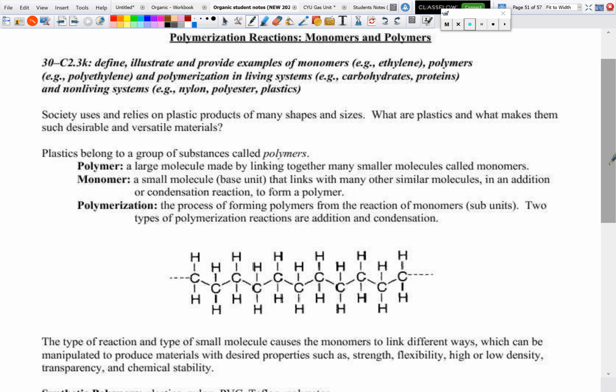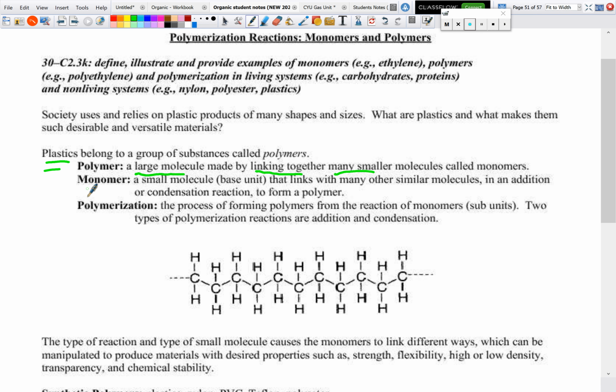All right, welcome back. So our next set of reactions is our last one for the organic unit, something on polymerization. So of course, polymerization is going to be the main thing that plastics are formed from. Now, they are made of stuff called polymers. So a polymer is just a large molecule made by linking together many smaller molecules called monomers.